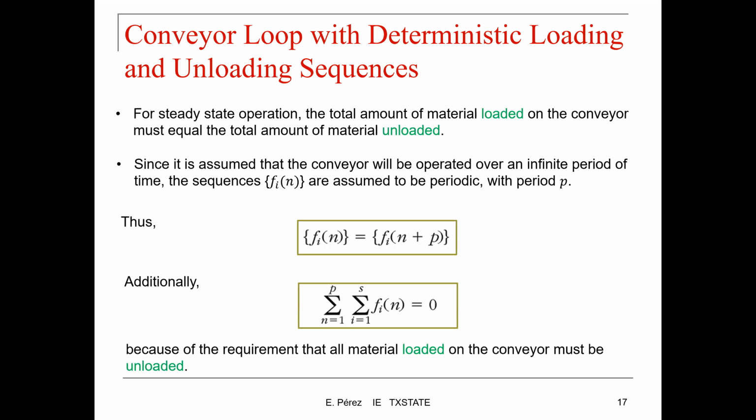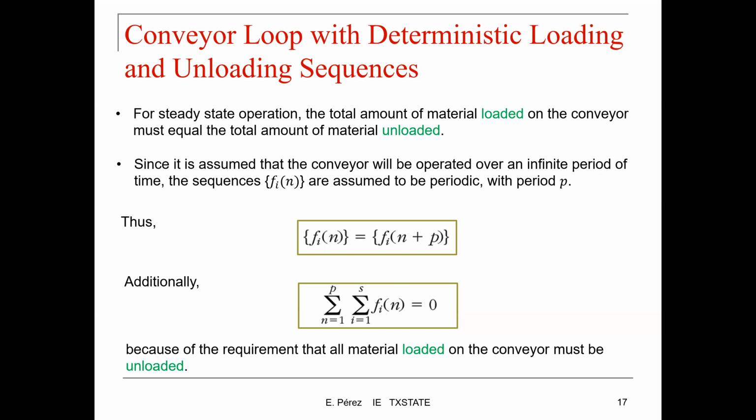So for steady state operation, the total amount of material loaded on the conveyor must equal the total amount of material unloaded. Since it is assumed that the conveyor will be operated over an infinite period of time, the sequences f_i of n are assumed to be periodic with period p. Thus, f_i of n is going to be equal to f_i of n plus p, which is the period.